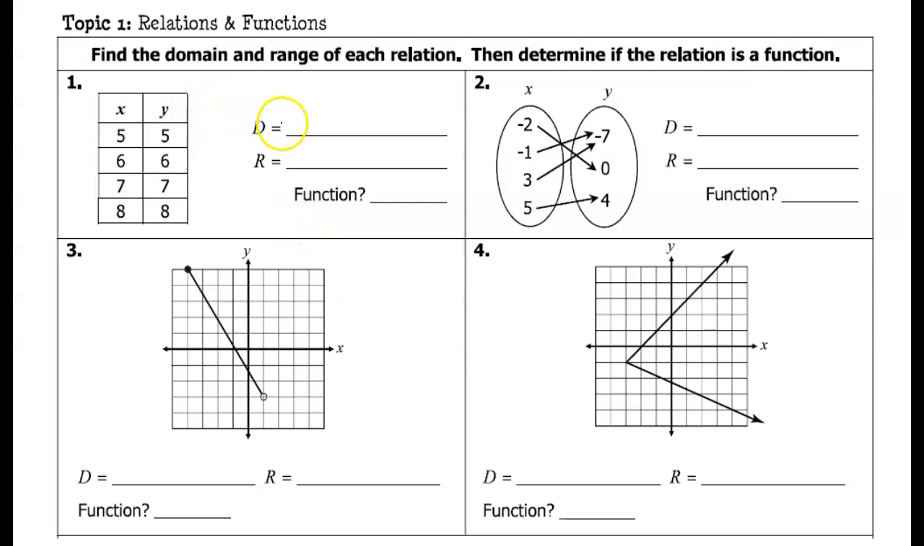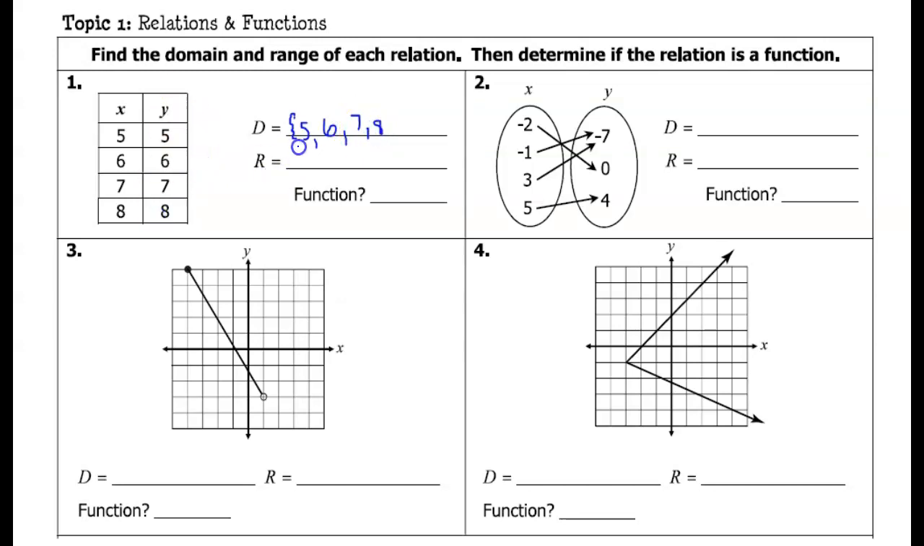Number one is a table. They tell us to list the domain. Remember, with that, we're going to put the bracket, and then we'll write each domain value, except we're going to make sure that it is in order from least to greatest. So that's all of our x values. So I'm going to do 5, 6, 7, and 8. All right.